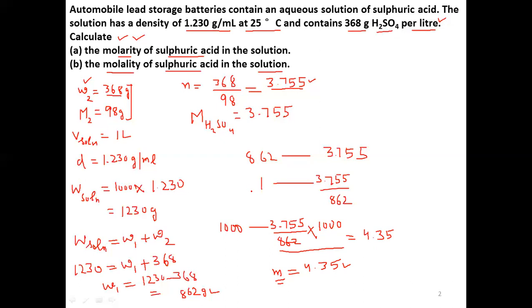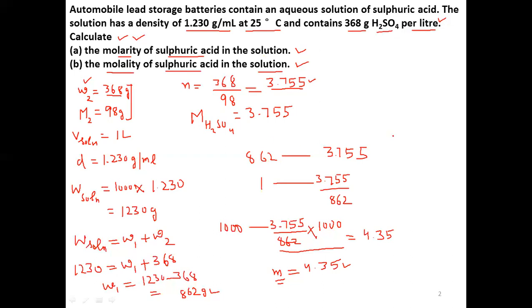Now two things are changed. First thing, it is per kilogram, not per ml. Second thing, it is per kilogram of solvent, not solution. If you remember these two things, then it is quite easy to find the molality. So this was the numerical.